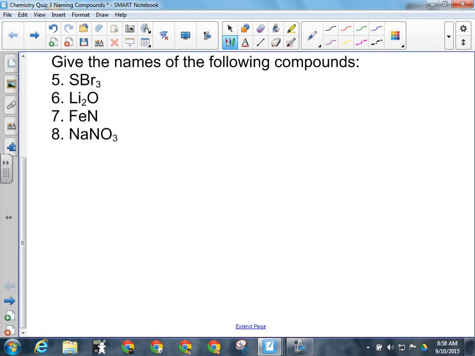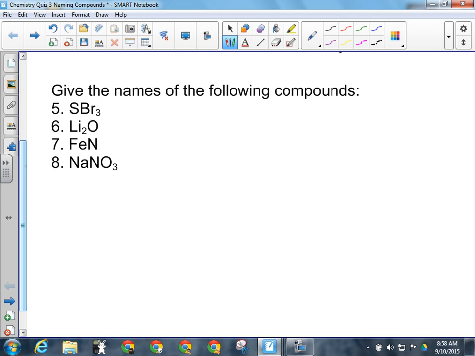For the names, okay, our first one here, we've got sulfur with bromine, a molecular compound, so I'm going to need prefixes. However, there is no prefix for 1 on the first element, so we've got sulfur tribromide. No capital letters. Okay, it's got capital letters, it's wrong.